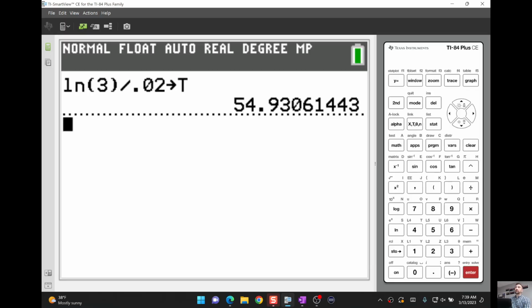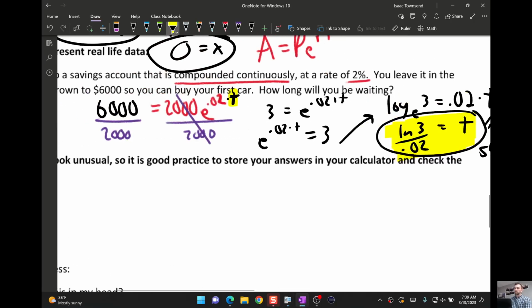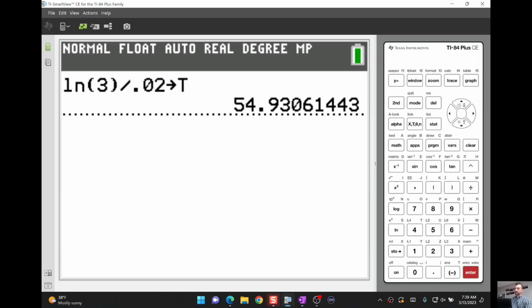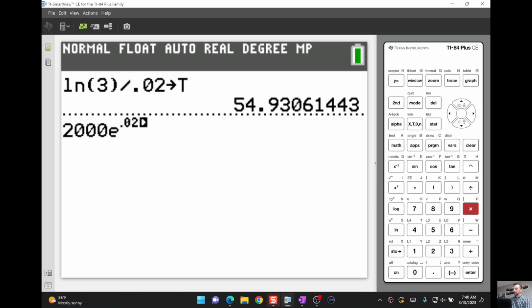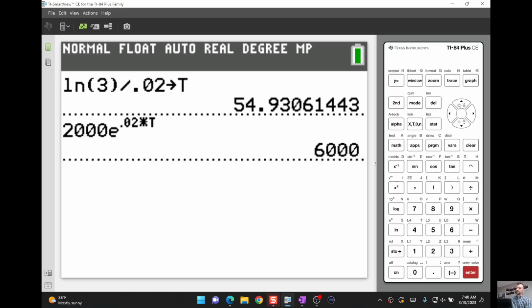Then, if this is really the answer, your calculator keeps up with this exact amount. It doesn't just round the decimal. You can plug it in to see if it really works. It's supposed to make 2000 e to the 0.02 times t. It's supposed to make this equal what? 6,000. So if you type that in and you get something other than 6,000, then your answer is wrong.